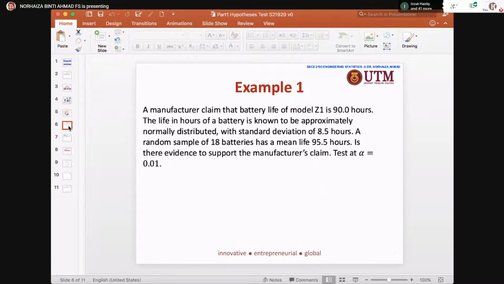Right. For example, let's say a manufacturer claims that the battery life of model Z1 is 90 hours. The life in hours of a battery is known to be approximately normally distributed with standard deviation 8.5 hours. A random sample of 18 batteries has a mean life of 95.5 hours. Is there evidence to support the manufacturer's claim? Test at alpha 0.01.